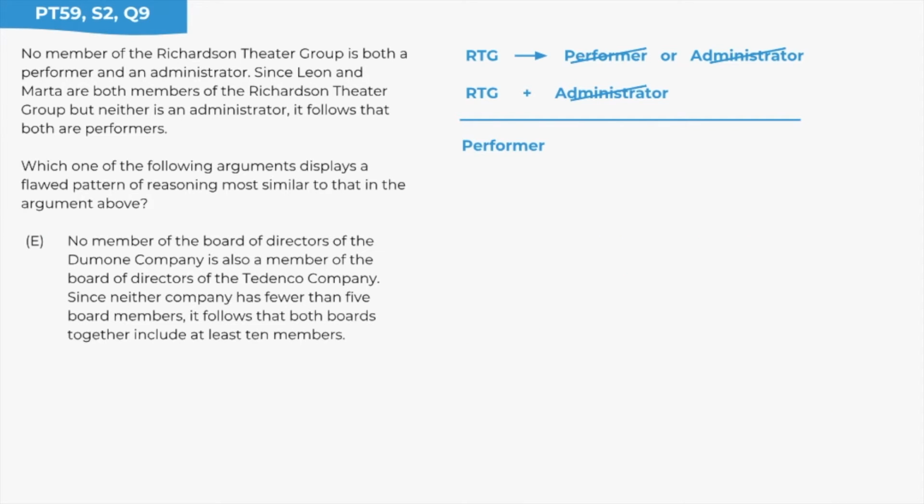So now finally, answer choice E. It says that no member of the board of directors of the Dumont company is also a member of the board of directors of the Tedesco company. So if you're a member of the Dumont company board, then you're not a member of the Tedesco company board. Already, this has got a mismatch. This is not the right answer, but we can keep looking at it just to make sure what else is wrong with it, if there's anything else wrong with it.